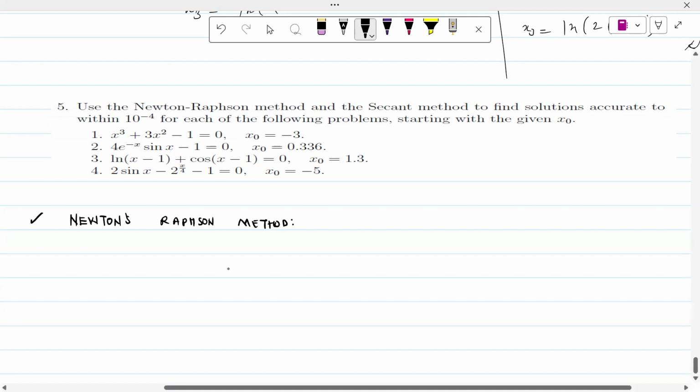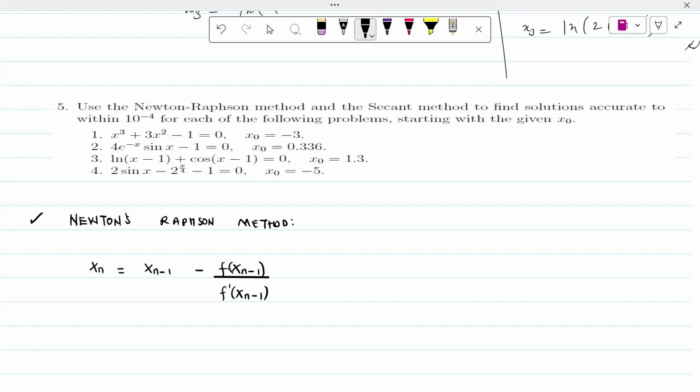Just a reminder, this is the formula that we apply: x of n is equal to x of n minus 1 minus, sometimes you can see p, p of n is equal to p of n minus 1, just the same notation, f of x n minus 1 divided by the derivative at that point, f prime of x n minus 1. This is the formula for the Newton-Raphson method.